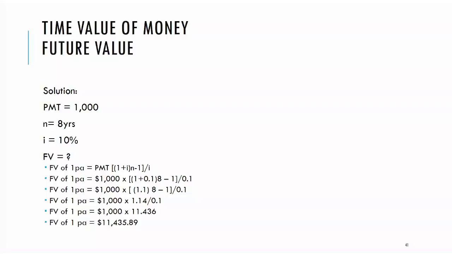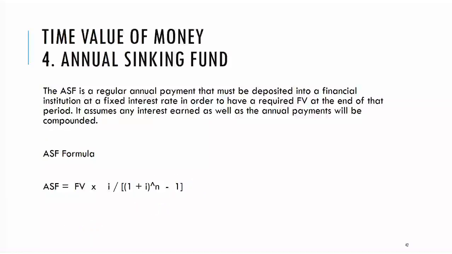So apply these figures to the formula. And the important thing is the bracket. If you didn't do the bracket in the right place, you'll get the wrong figures. Right? So make sure you put the bracket in the right place. So how much will you get at the end of the 8 years? You'll get $11,435.89. Right.